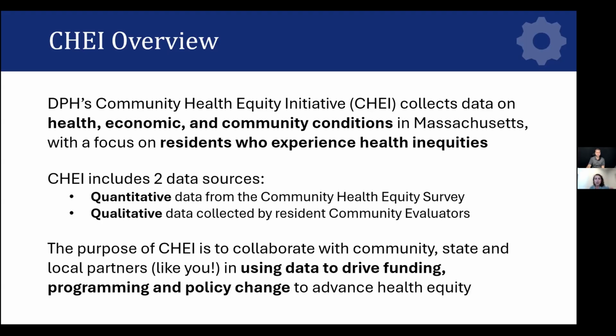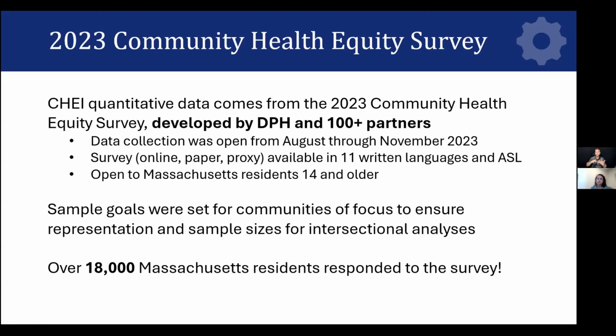So just a quick overview of the Community Health Equity Initiative. We collect data on health, economic, and community conditions in Massachusetts with a focus on residents who experience health inequities. We have two primary data sources: quantitative data from the Community Health Equity Survey, or CHES, and qualitative data collected by community evaluators working with the Tufts Interdisciplinary Evaluation Research Team, or TIER. The purpose of CHEI is to collaborate with community, state, and local partners, all of you, in using data to drive funding, programming, and policy change to advance health equity.